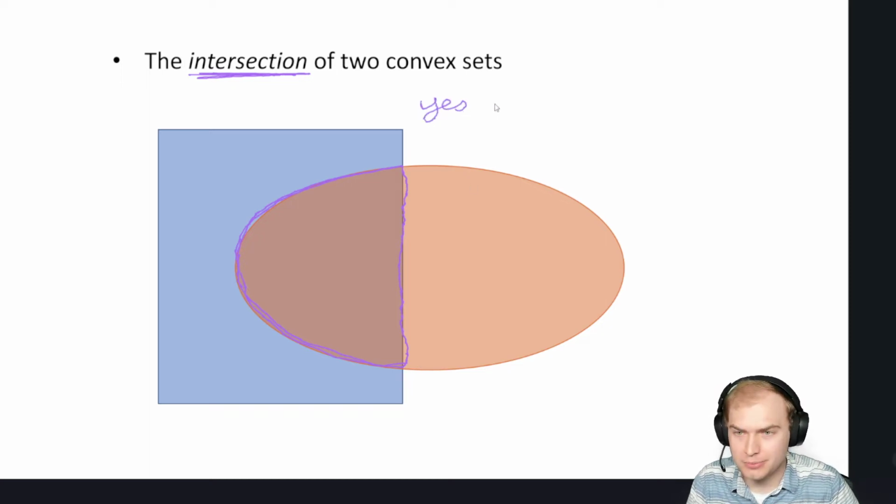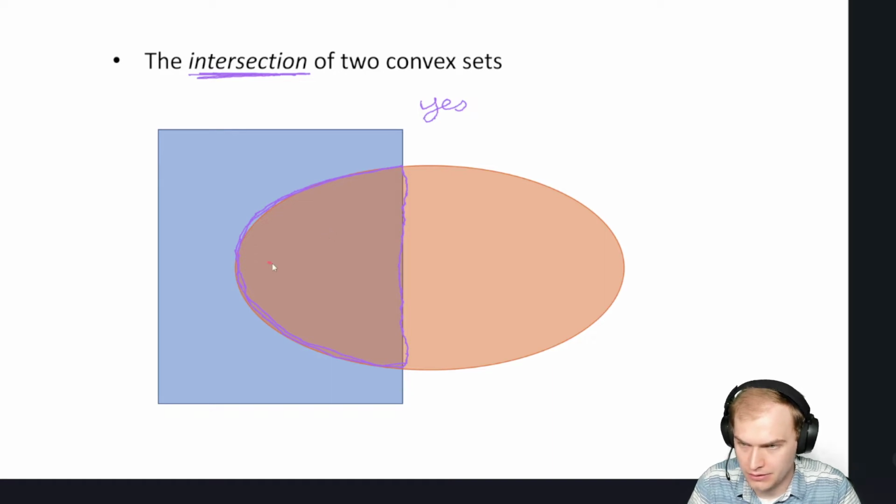So the book actually proved this, but the intersection of two convex sets, of any two convex sets, is convex. So that's good. And we'll be using this particular piece of information. We'll be relying on it quite heavily coming up. A few more times here. We got a tricky one, I think, coming up.